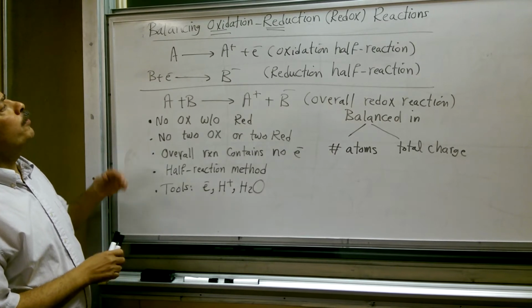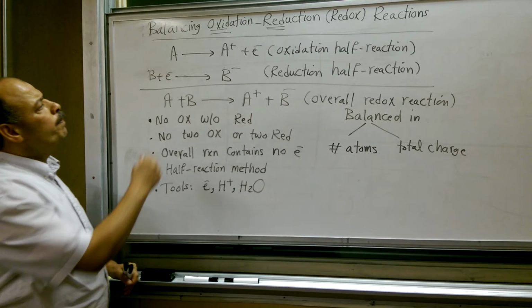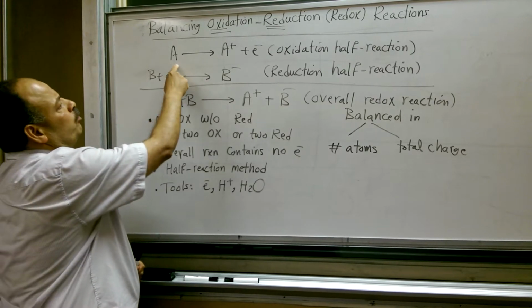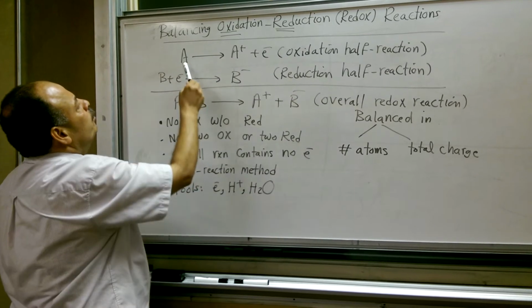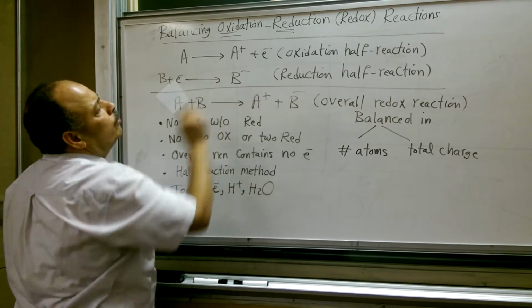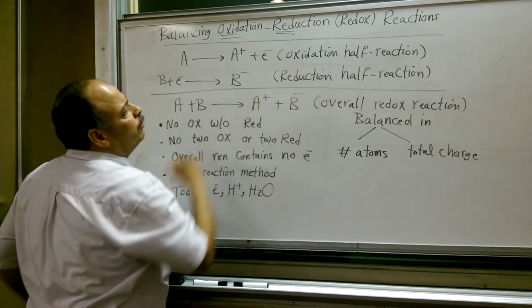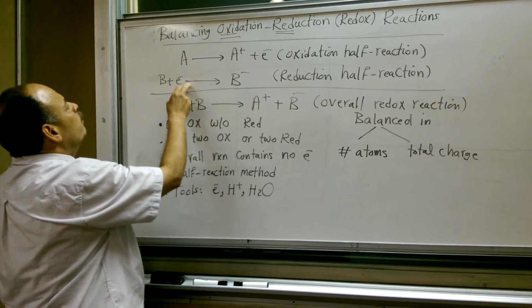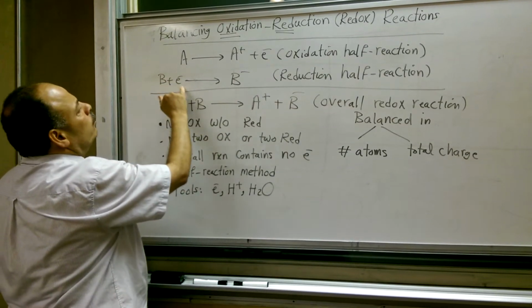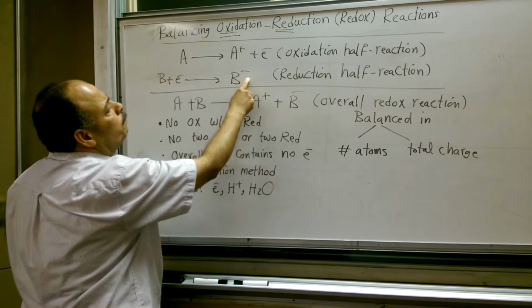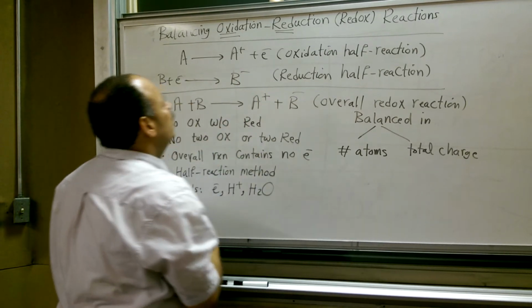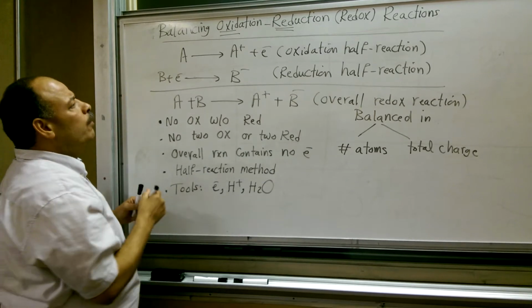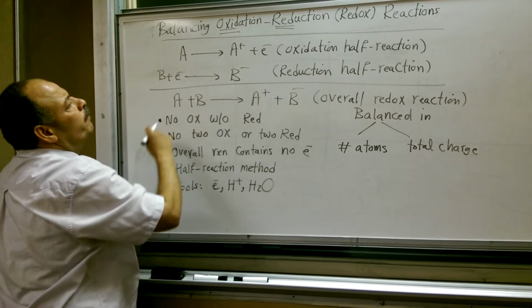Just a quick reminder that we mentioned before that oxidation is loss of electrons. So if we have this hypothetical example here, we say A converts to A plus and it loses 1 electron. This is the oxidation half reaction. And at the same time, B gains an electron to give the anion, and this is the reduction half reaction. We get the overall reaction by combining the two half reactions.